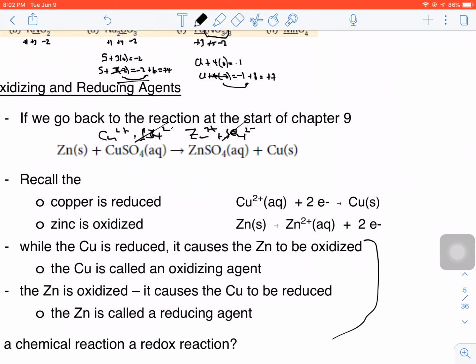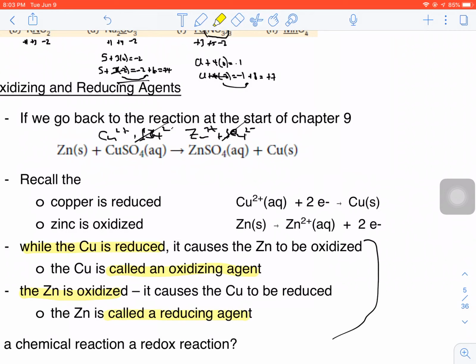The thing that gets reduced is called an oxidizing agent. And the zinc, which is being oxidized up here, is losing electrons to become zinc 2 plus. How does it get oxidized? It forces the copper to be reduced. It forces the copper 2 plus to take electrons on. So if the zinc is being oxidized, it is going to reduce the copper 2 plus. So the thing that gets oxidized is called a reducing agent.